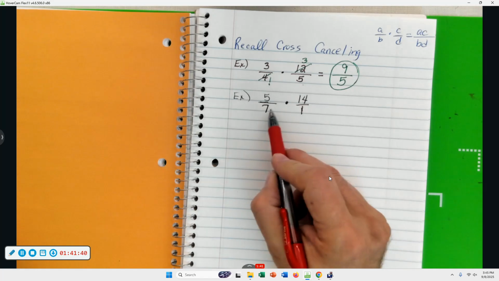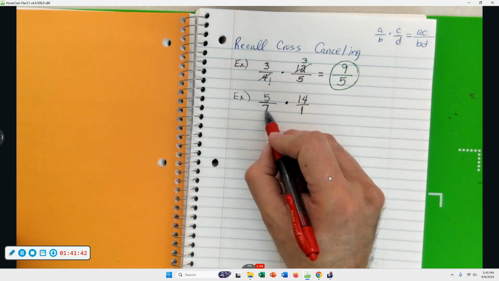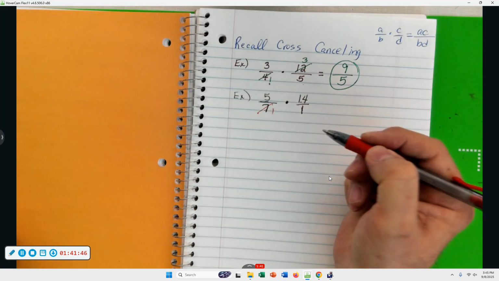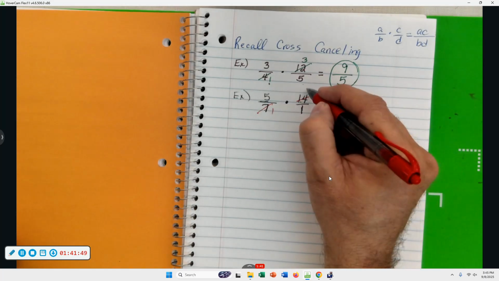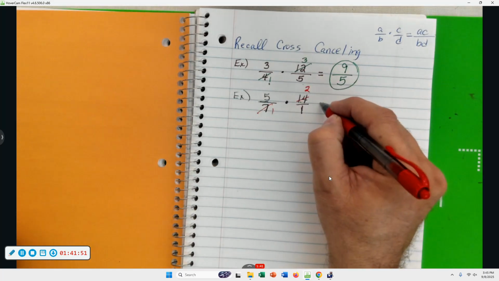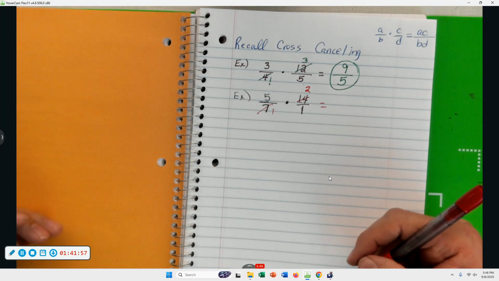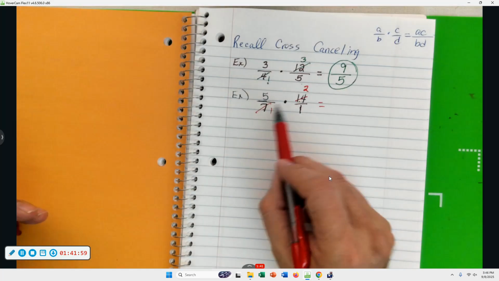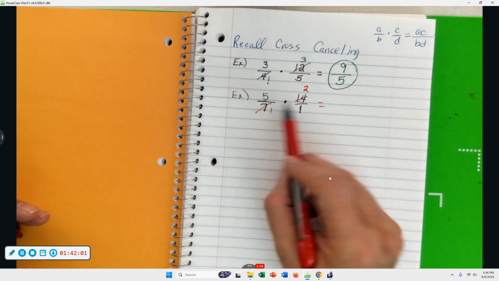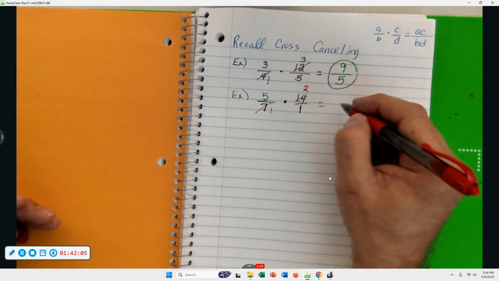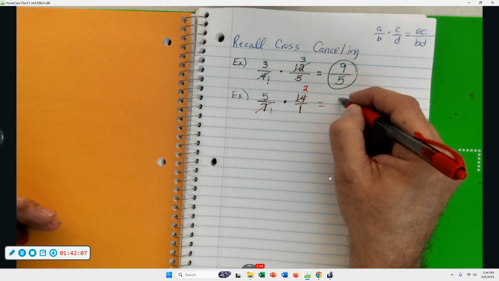7 and 14. With 7 and 14, divide both of these numbers by 7, and we'd have a 1 down there, and what would we have up here? What would the answer be? 5 over 7 times 14 over 1. Dividing both of these by 7, we're going to have a 5 times 2. Is this just going to turn out to be a 10? Yes.